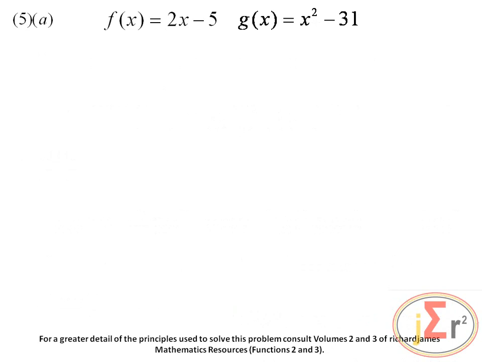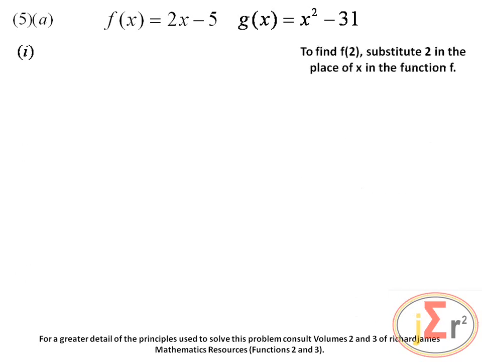We have here two functions, f of x equals 2x minus 5 and g of x equals x squared minus 31. Calculate f of 2. To find f of 2, we substitute 2 in the place of x in the function f. So where we see x, we put 2. So we have f of 2 is 2 times 2 minus 5. And of course, 2 times 2 is 4, minus 5 is negative 1. f of 2 is equal to negative 1.